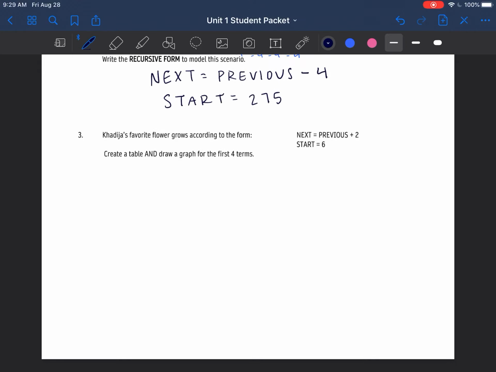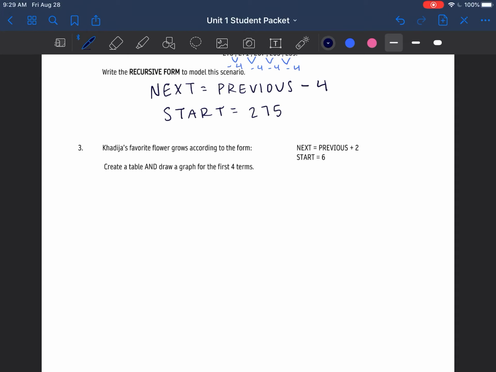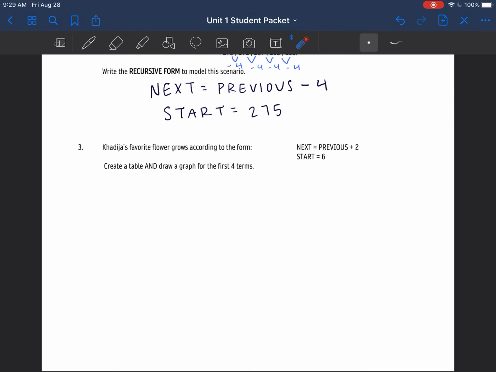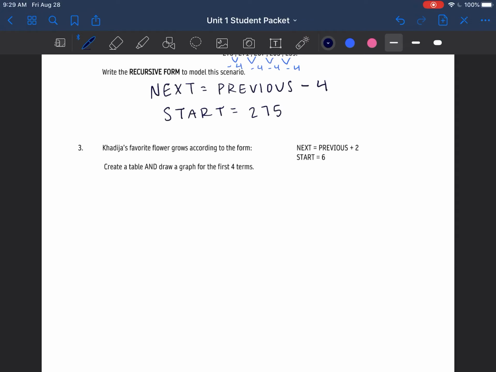And for this last problem, Khadijah's favorite flower grows according to the following form, and we've got a recursive equation over here. We want to make a table and a graph to show the first 4 terms. So I'm going to give you a little bit more context just to help this make a little bit more sense. We are tracking Khadijah's flower, we'll say by week. So over a certain number of weeks, we're looking at how tall the height of the flower in inches, we'll say.